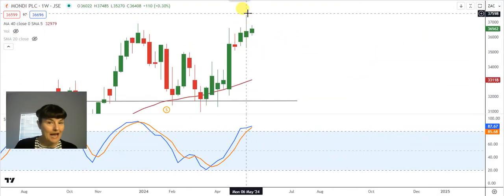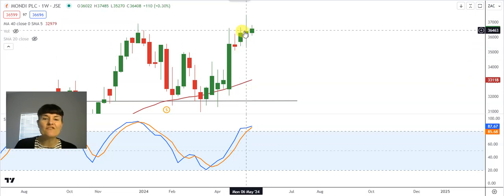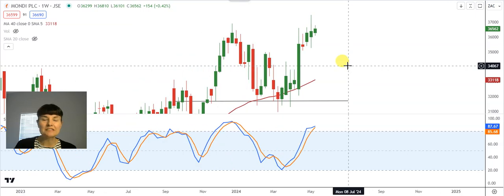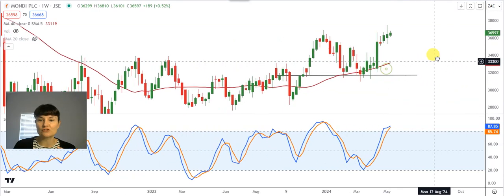Both shadows, my upper shadow and my lower shadow, are almost the same in length, and I've got a fairly small real body. That tells me indecision. That is a type of doji candle. It tells me, listen, investors were not sure what to do with Mondi.